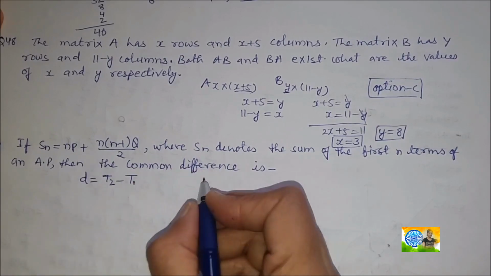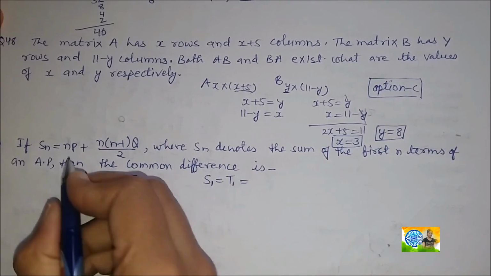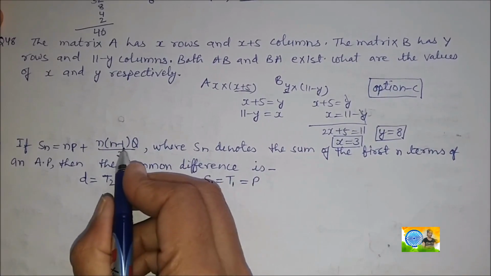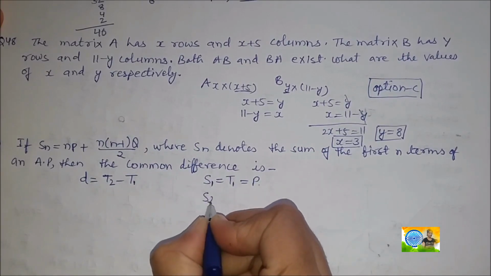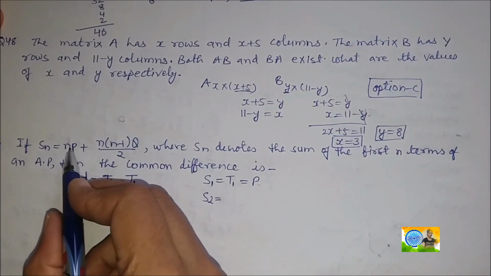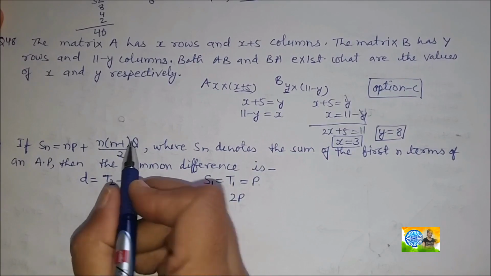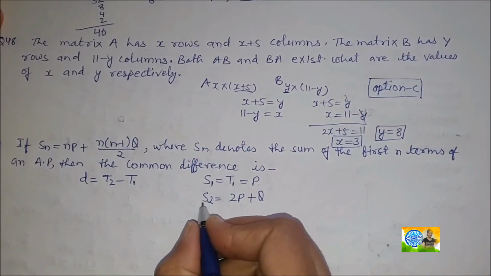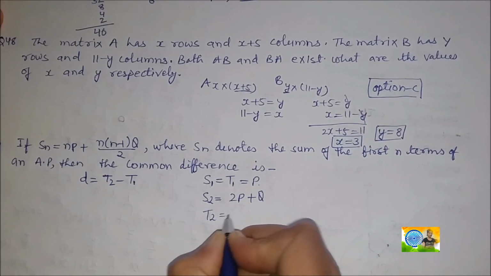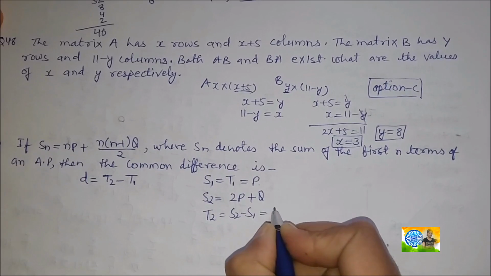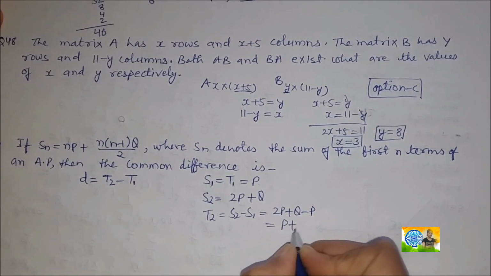If I put n equal to 1, we'll get S1 and this is the same as term 1. So if I put 1, this will be P, 1 minus 1 is 0, so this term will be 0. Term 1 is P. Now S2, if I put n equal to 2, this will be 2P. This 2 and 2 will get cancelled and Q plus Q. This is the sum of two terms, that is T2 plus T1. So T2 is equal to S2 minus S1. This is 2P plus Q minus P. This gives me P plus Q.